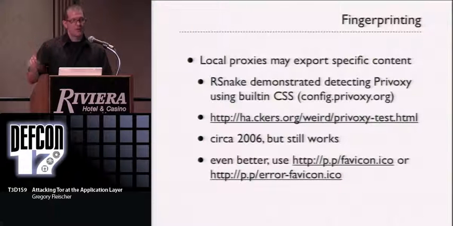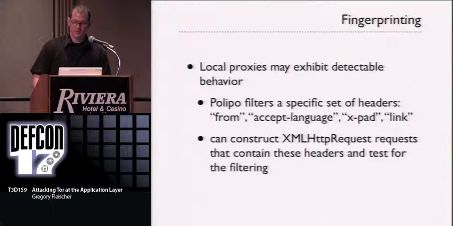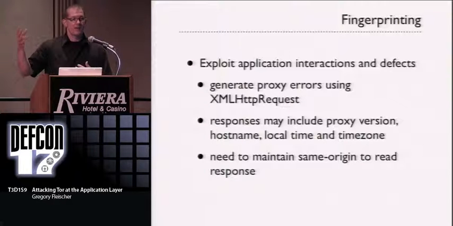But there's also a shortcut method in Privoxy, which is p.p, and so there's no way that some website's ever going to be able to host p.p, so we can just modify our detection routines to use p.p instead. These proxies also exhibit locally detectable behaviors, such as the set of filters on headers that the Tor Browser Bundle uses in Polipo: from, accept-language, x-path, and link. So we can generate XML HTTP requests and actively test for this. Generate a list, add these headers to our request, send it out to the site, see if they made it. If they didn't make it, we can tell you're using Polipo.